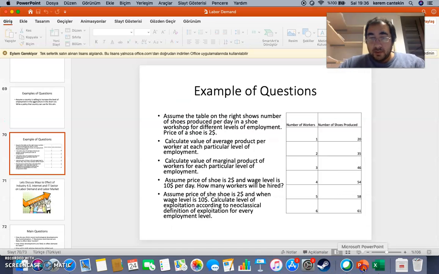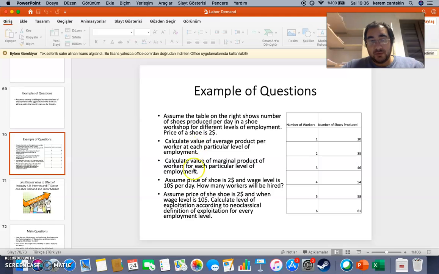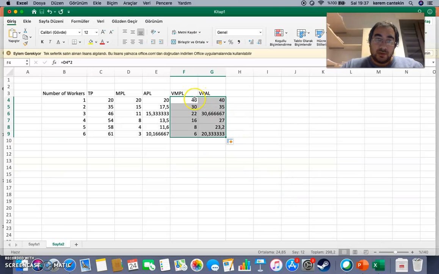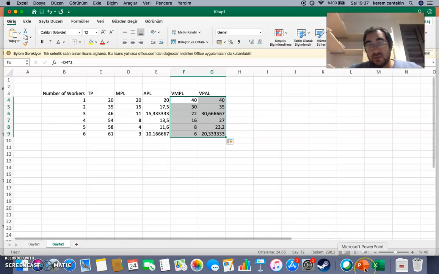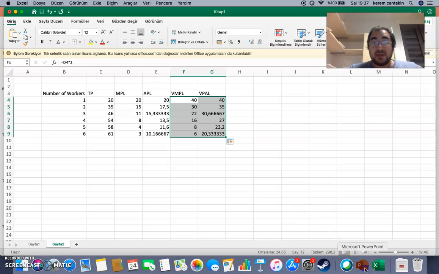Okay. I have done both 2 and 3. This is the value of marginal product. This is the value of average product. Of course, value of marginal product is lower than the value of average product. If you are confused, you might think why it is this way.